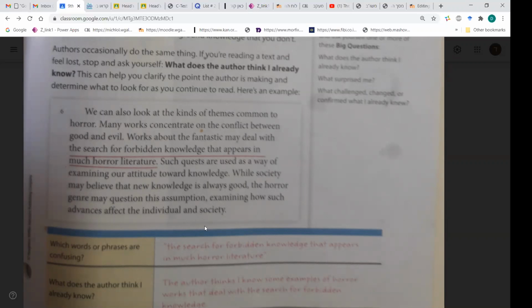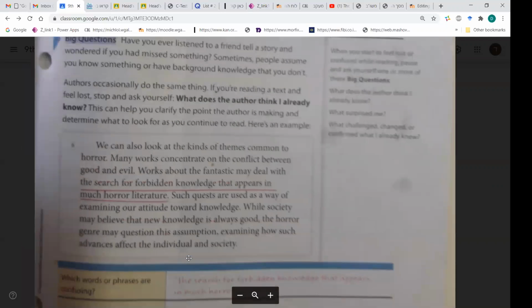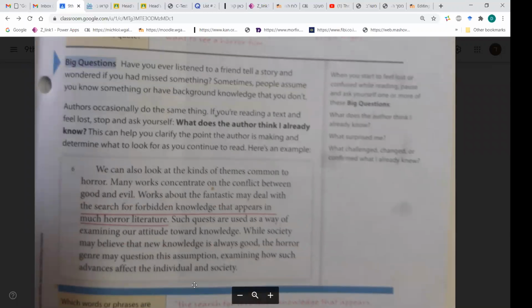Okay, where did fantasy come from? We weren't talking about fantasy, we were talking about horror. So you have to say, whoa, wait a second. Fantasy has to do with searching for forbidden knowledge. That makes sense, but he never talked about that yet. So you kind of have to take a step back and figure out what he's talking about, or work it out for yourself, unless he spoke about it earlier in the text. That's an important strategy to do.